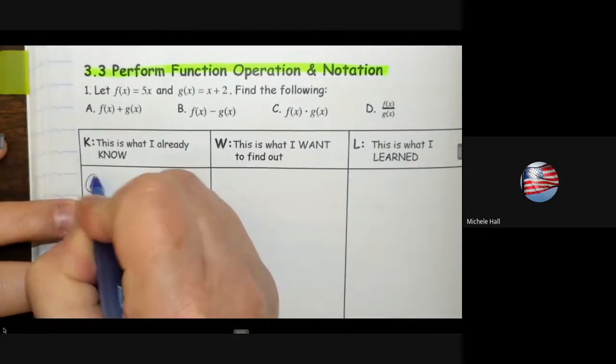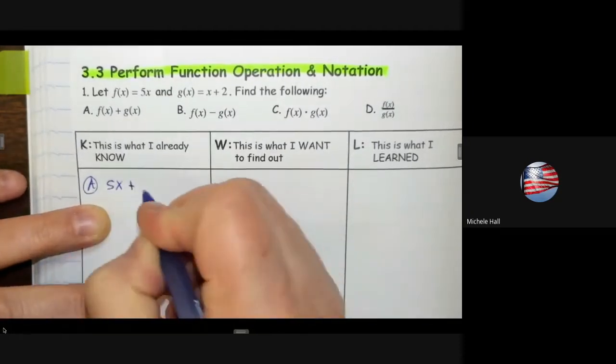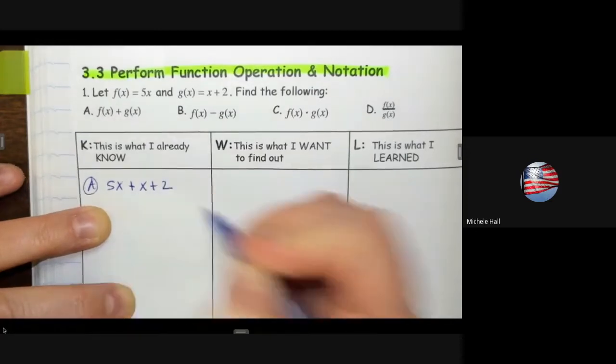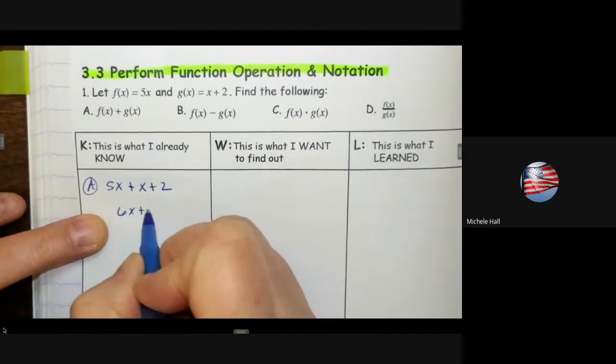A says f of x plus g of x. That would be 5x plus x plus 2. 5x plus x is 6x plus 2. Final answer.